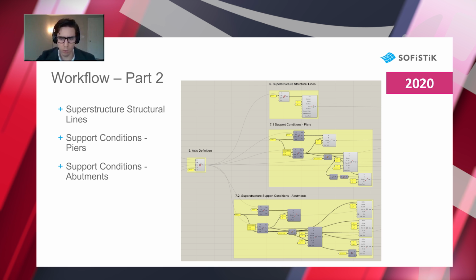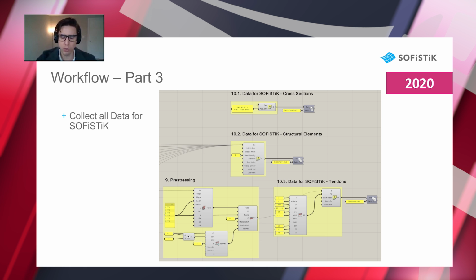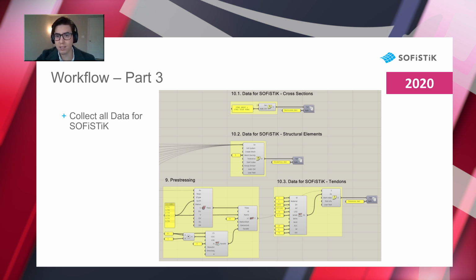So once we have the analytical model all finished up, we can go to the last part. So the last part is just responsible to create those text files that I mentioned in the beginning. So the cross sections will go into the module Aqua. In SOFiSTiK, module Aqua is responsible for generating cross sections. So my bridge superstructure cross section, I need to connect it to the Aqua component, and then I connect that to another component that writes the text file in my project folder, sections.dat. This will be later on included in my main project.